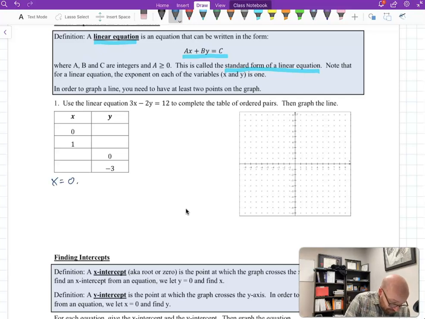X is equal to 0, so that's 3 times 0 minus 2y equals 12. 3 times 0 is 0. Adding 0 to 2y doesn't matter, so I'm just going to cancel that out. So we have negative 2y is equal to 12. We'll divide both sides by negative 2. And that gives me y is equal to negative 6.